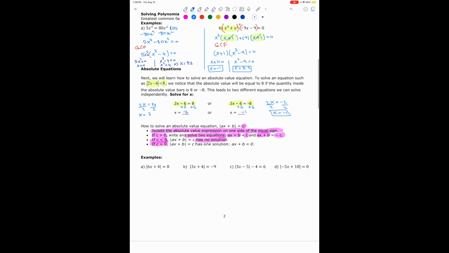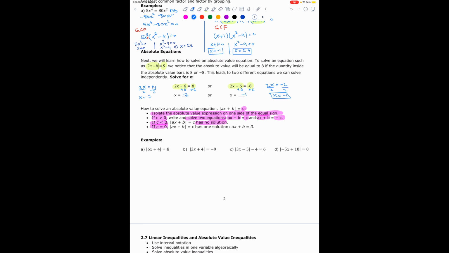So let's solve these examples right here. I will do this step right like that. Whenever you have an absolute value, you're going to see there is nothing associated with the absolute value, so we can split it up right away. We can say 6x plus 4 equals 8, and 6x plus 4 equals -8.